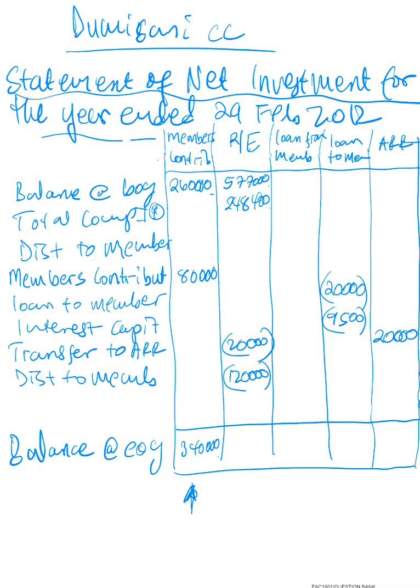Retained earnings, the opening balance is given. We add 248 minus 20 minus 120. You can get 577,000 plus 248,400 minus 140, which gives us 825,260. This is wrong. I'll just take it there. You correct it.